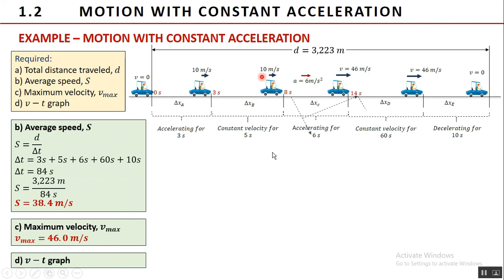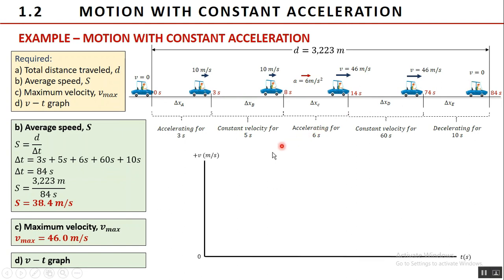Plus 6 seconds later, so 14 seconds later, its velocity is 46 meters per second. Then at an additional time of 60 seconds, therefore 74 seconds later, the velocity is still constant at 46 meters per second. Lastly, a 10-second additional time, or 84 seconds later, the car has stopped so the velocity is 0. After checking these velocities, I guess we're all set to construct the velocity time graph.